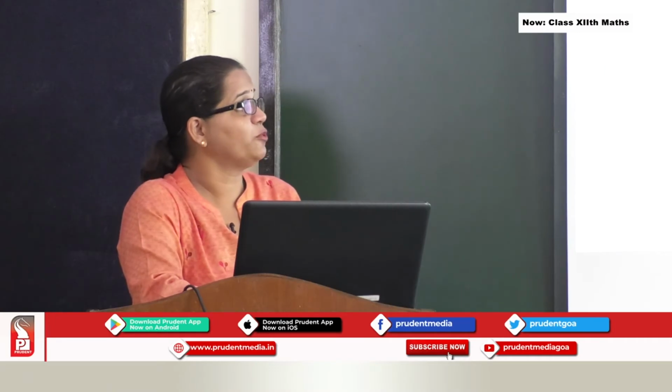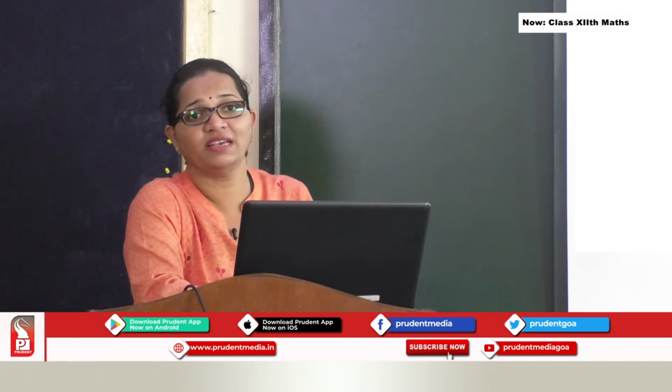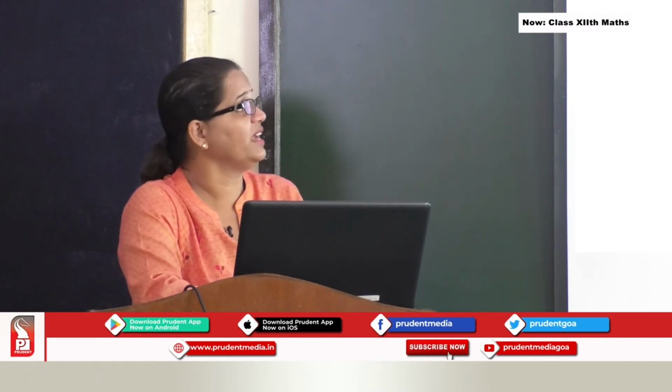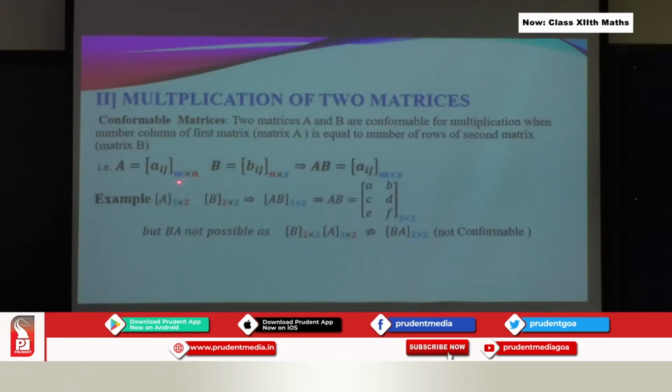Now here the product I considered is A into B. But suppose I consider B into A, it is not possible. Why is B into A not possible? Because B I need to take first. So you can see here n cross s, and here I have m cross n. The number of columns of the first matrix is not equal to the number of rows of the second matrix. So it is not conformable and hence matrix multiplication is not possible.